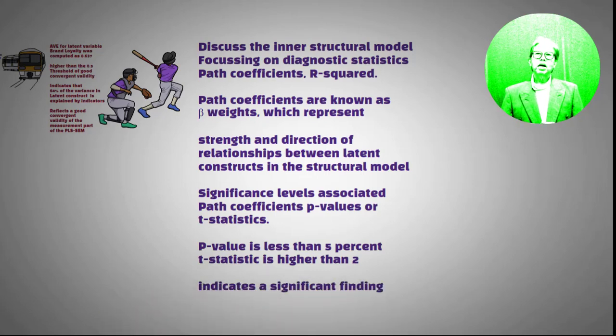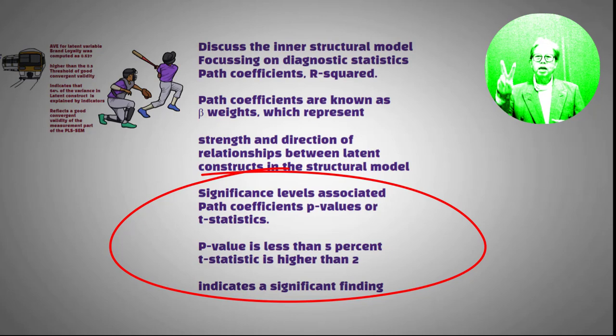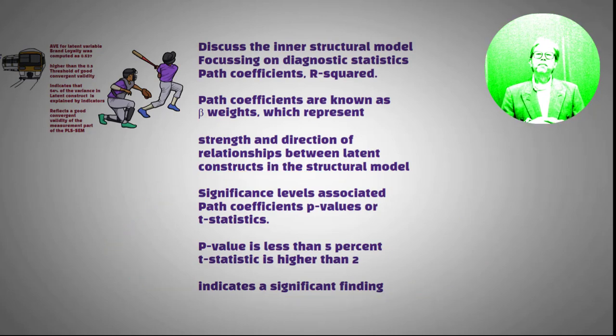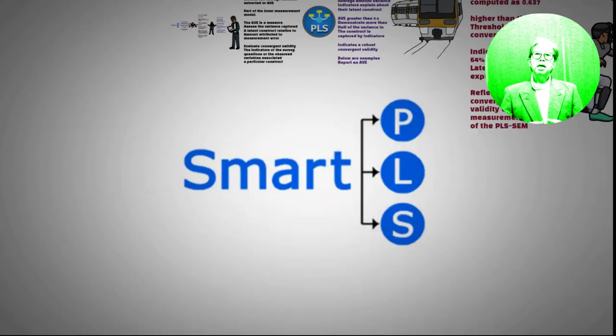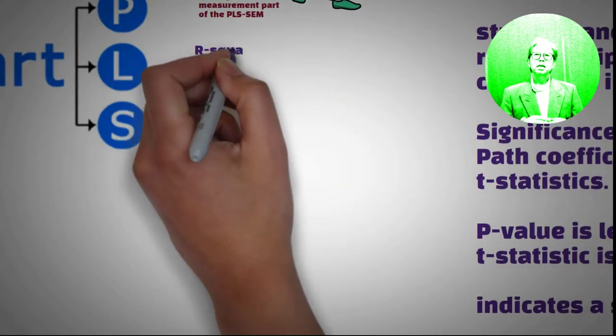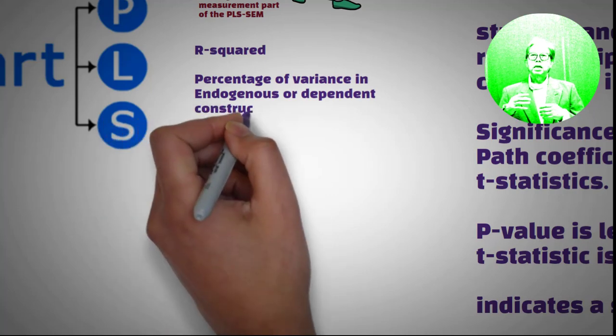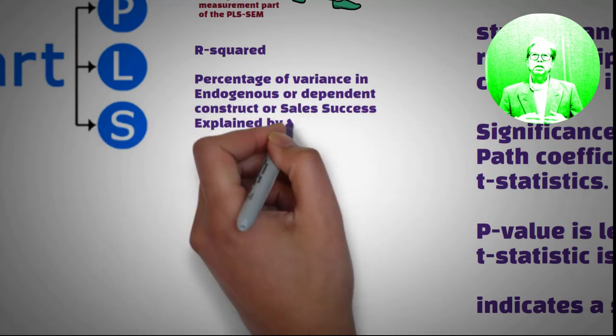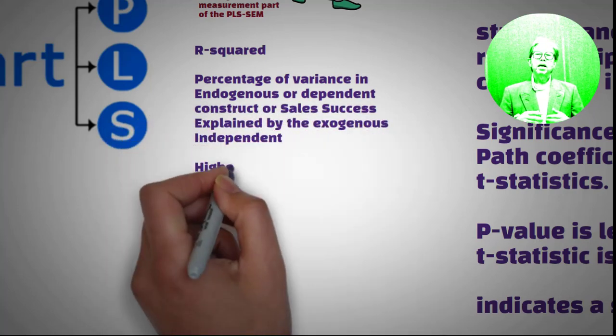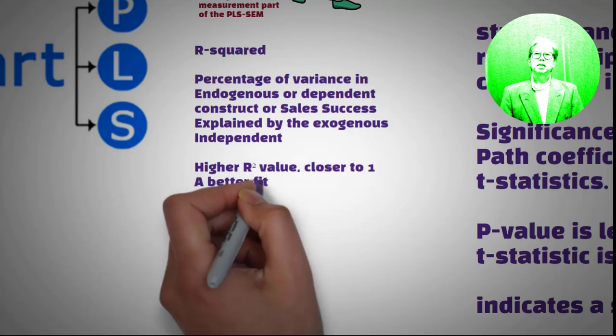The significance levels associated with path coefficients are, first, p-values, and second, t-statistics. If the p-value is less than 5% or the t-statistic is higher than 2, it indicates a significant finding, while R-squared indicates the percentage of variance in the endogenous or dependent construct, such as sales success, that is explained by the independent constructs.